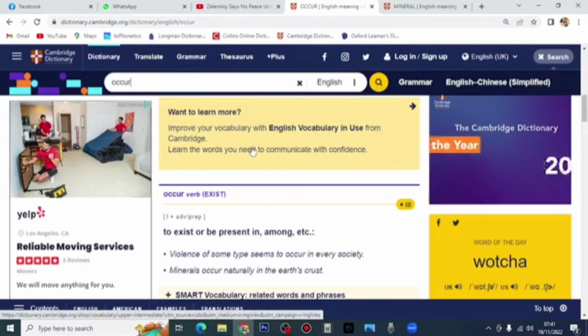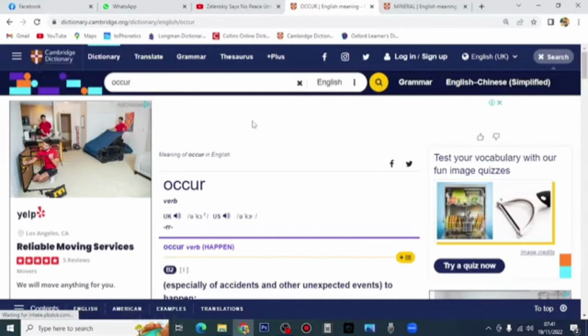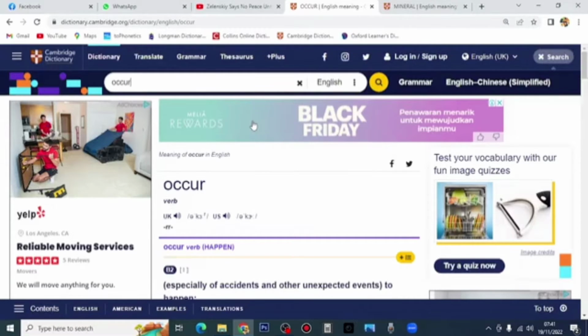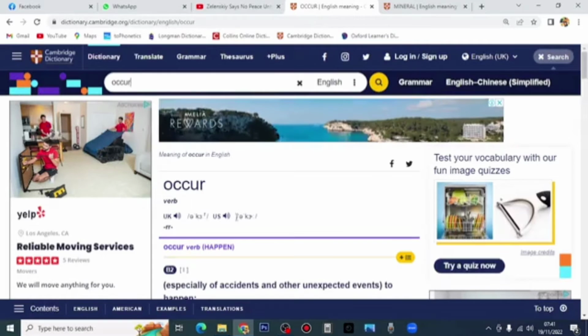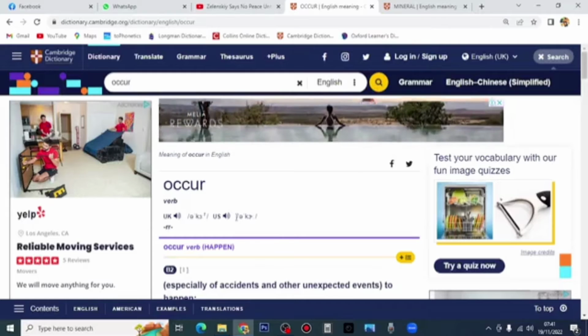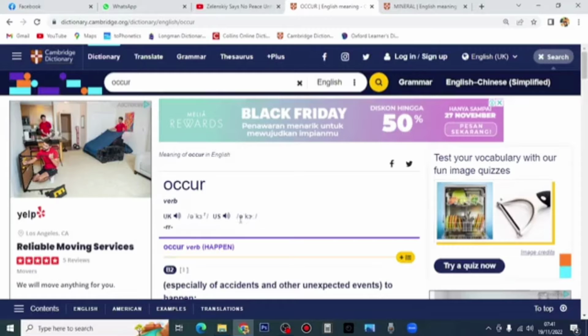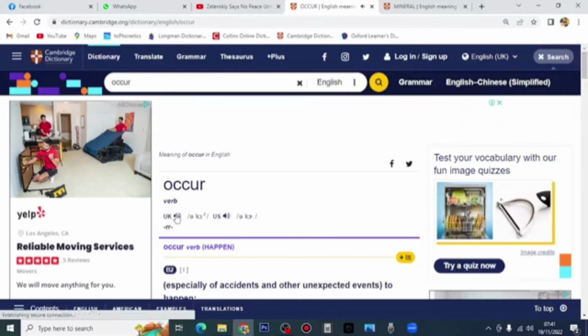Occur, or so the correct pronunciation of this is occur in American English. So I am using Cambridge Dictionary. Why I use this? I love this dictionary because it displays two kinds of pronunciation, including the International Phonetic Alphabet. Ini International Phonetic Alphabet. Cara ya bagaimana untuk mengucapkan itu dengan benar dengan simbol ini. So in American English it is occur. In British English it is occur.